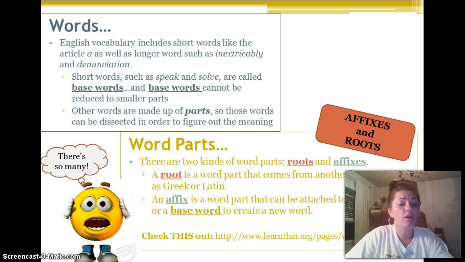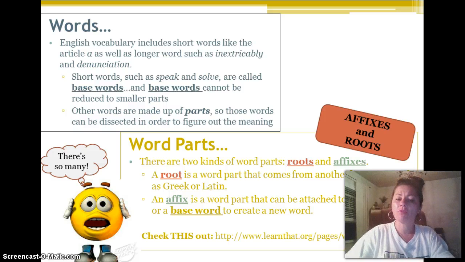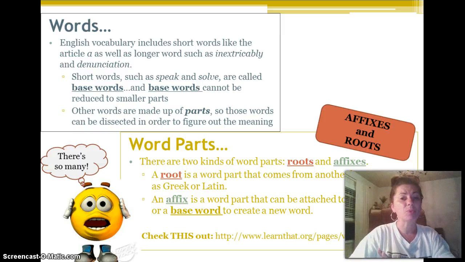And these are what we call roots and affixes. A root is a word that comes from another language, such as Greek or Latin. And an affix is a word part that can be attached to either a root word or a base word to create a new word. Now that may sound a little bit confusing, but once you see what I'm talking about, you're going to really start to bring this together and say, oh, I totally get this, just like we did with most of our standards. But first, we're going to check out a list of words that I think you're going to find pretty cool.